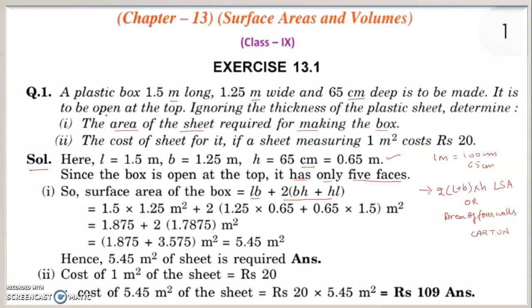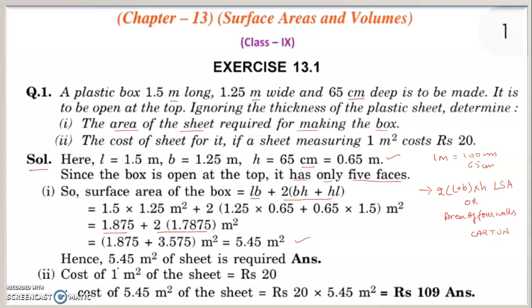It is saying it has to be open at the top. So L into B: length is 1.5 meter, breadth is 1.25 meter, plus twice B into H, 1.25 into H, 0.65, plus H into L, so 0.65 into 1.5. Solve this, students. Multiply, add, multiply by 2, and then multiply this. So you will get 1.875. Done the calculation, twice into 1.785. So 1.875 plus this is equal to 5.45 meter square. Hence 5.45 meter square of sheet is required, because the question is asking the area of the sheet required.